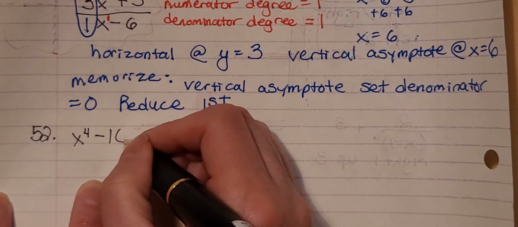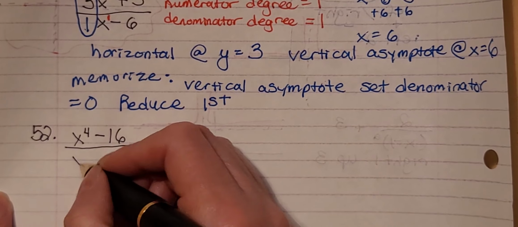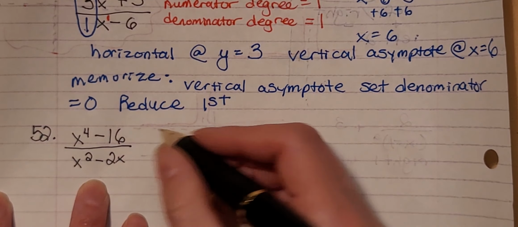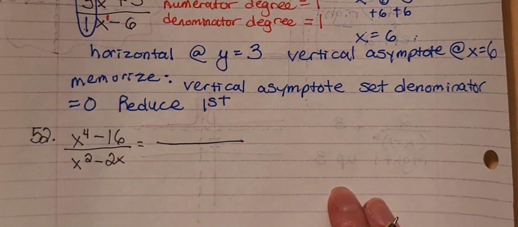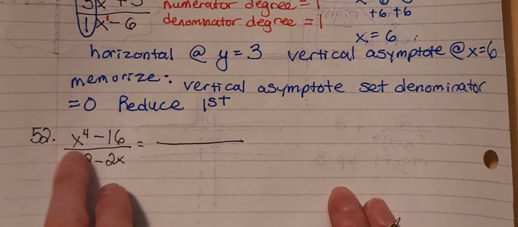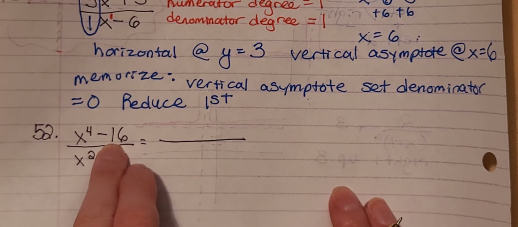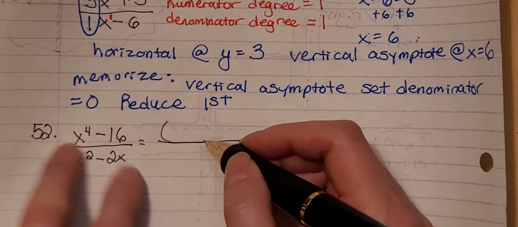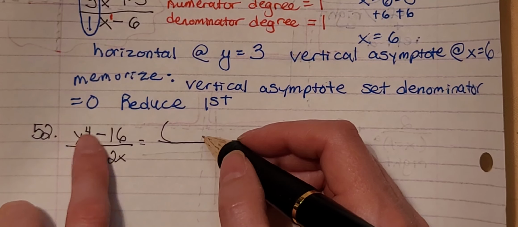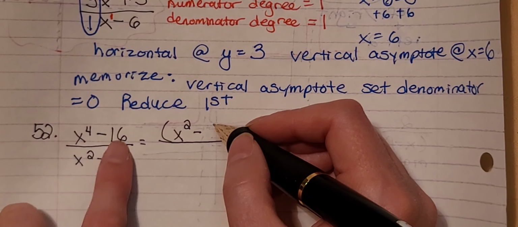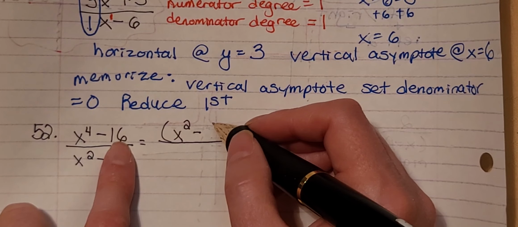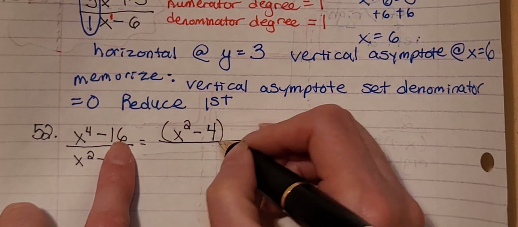So x to the fourth minus 16 divided by x squared minus 2x. So you need to factor the top and the bottom when you are doing this, because if things cancel out, then you will end up with a hole. So anytime something would cancel, you have a hole. Alright, and it would not be an asymptote. Okay, so x to the fourth minus 16, that's the difference of two squares. So you square root that. The square root of x to the fourth would be x squared. And the square root of 16 would be 4.